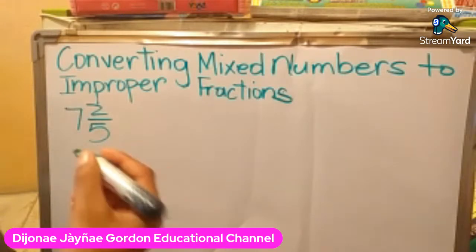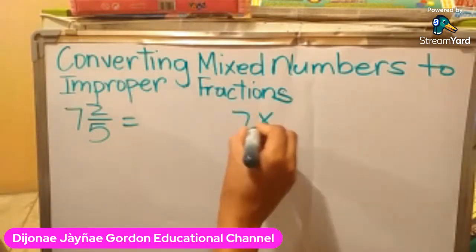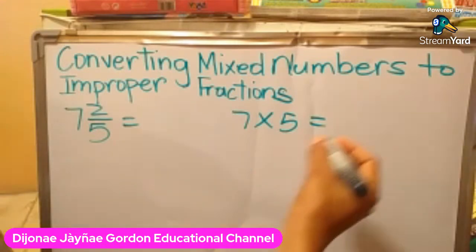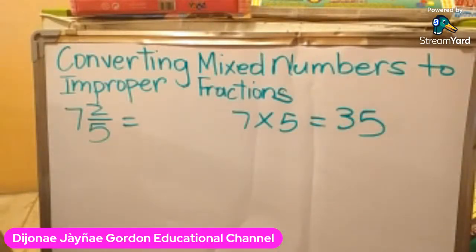So we are going to multiply our whole number by our denominator first. So 7 multiplied by 5. And in this case, we need to know our 7 times or our 5 times. Because 7 times 5 is going to be 35. And 5 multiplied by 7 is still going to be 35. So either way you take it, you will still get 35. 7 multiplied by 5 is 35.